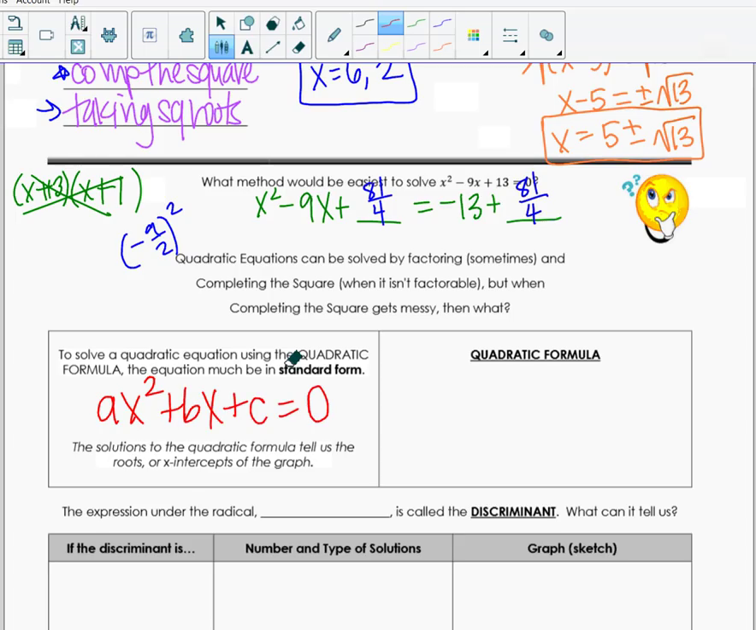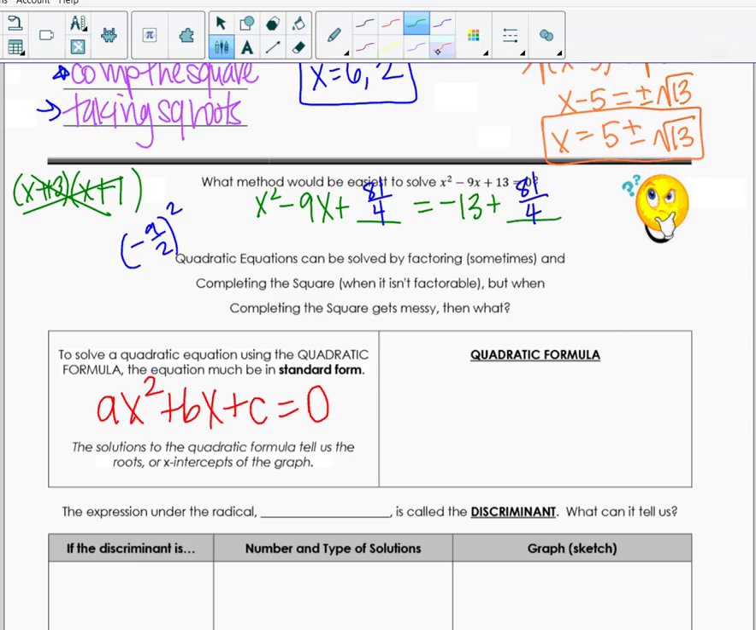So remember, same thing with factoring. In order to factor, you have to have one side equal to 0. Same thing with the quadratic formula. Okay? So as soon as you solve with the quadratic formula, which I'll tell you what it is in a minute, you're finding your x-intercepts, which are your roots, right? Your solutions algebraically are your x-intercepts graphically. Okay? So what is the quadratic formula?